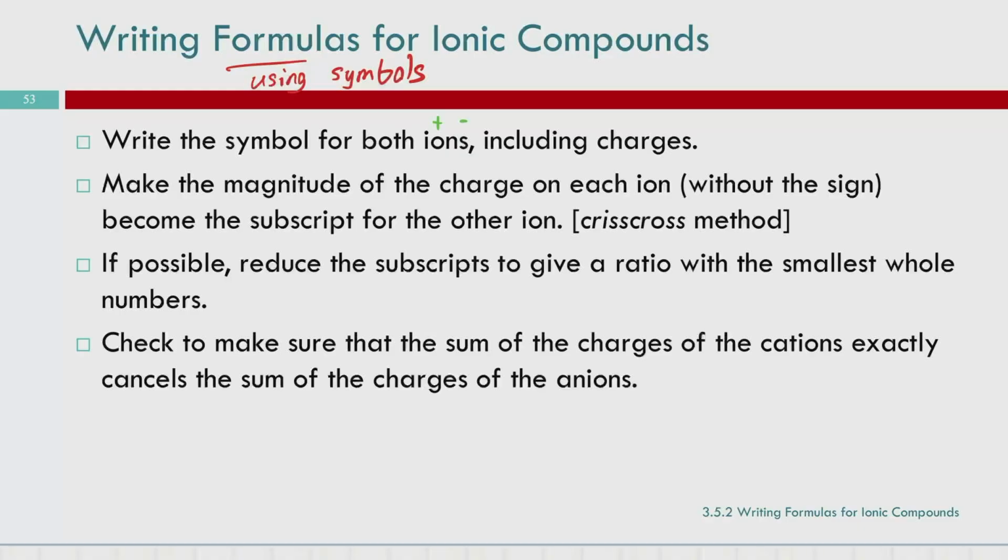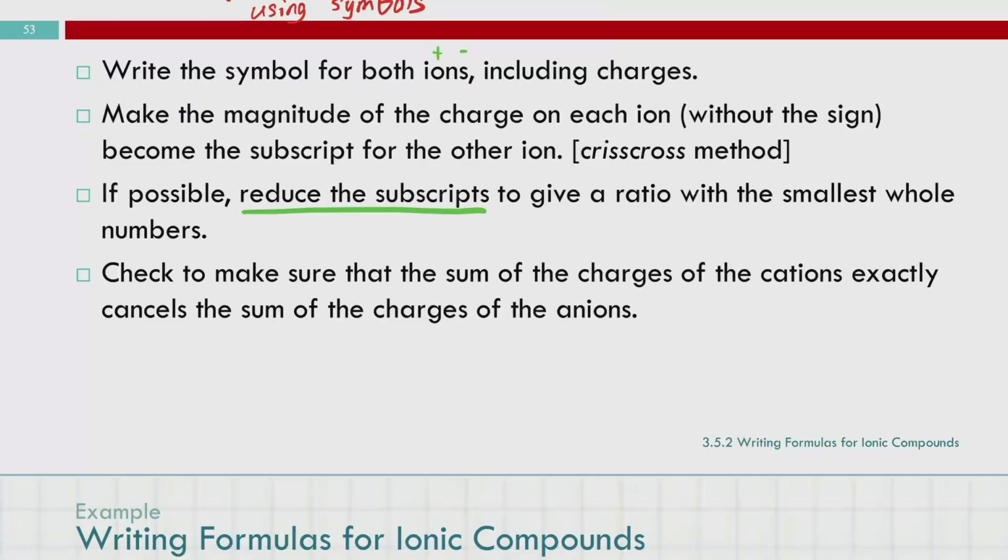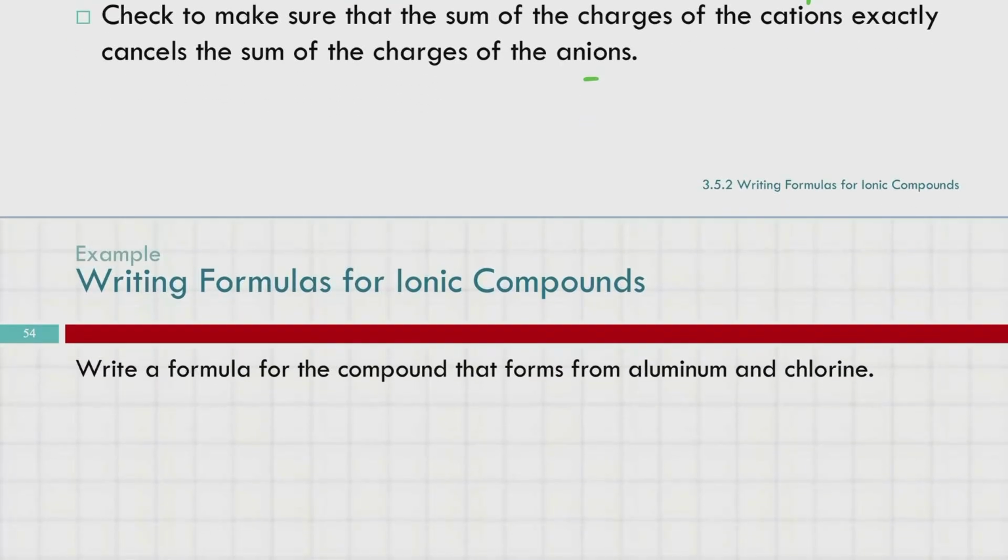If you're going to use this method, you also need to reduce the subscripts if possible, so that we've got basically an empirical formula. We want the ratio of the simplest whole number subscripts. And then we could also check to make sure that the sum of the charges of the cations, the positively charged ions, exactly cancels the sum of the charges of the anions, the negatively charged ions. So here's what that looks like.